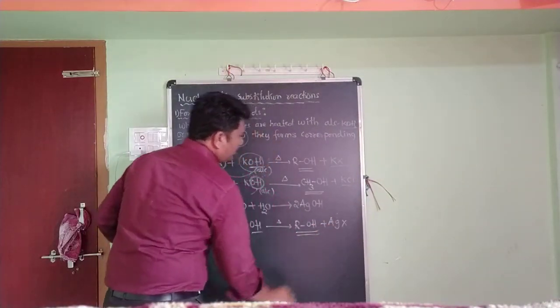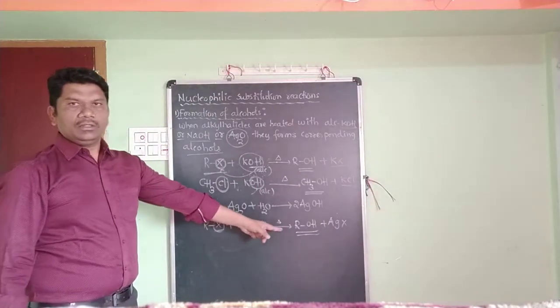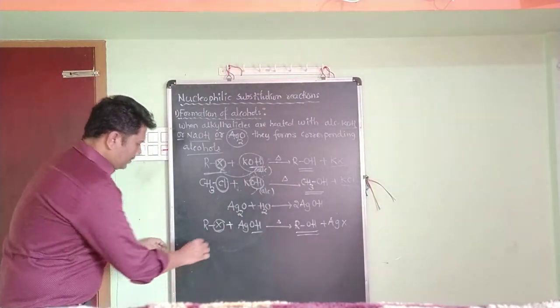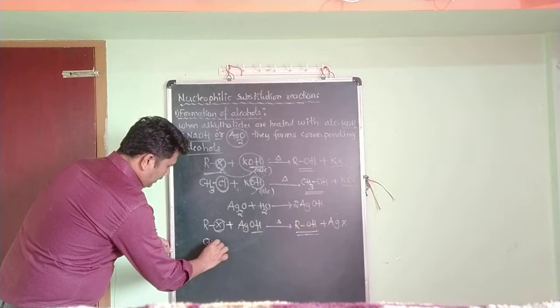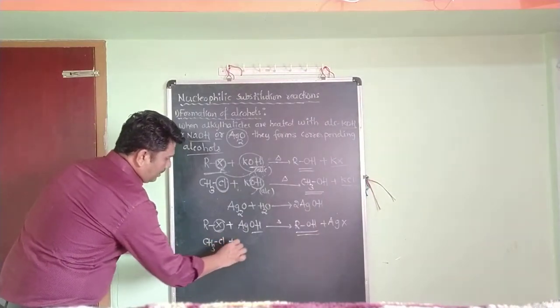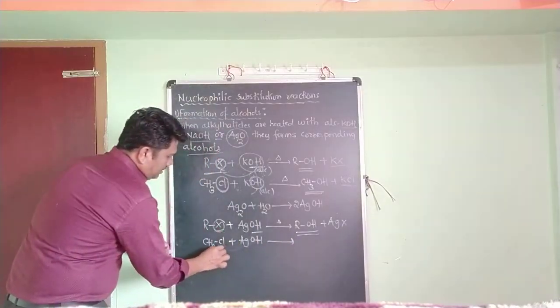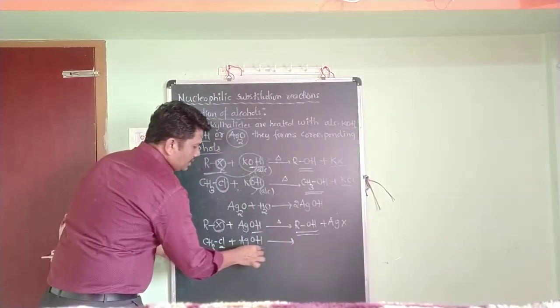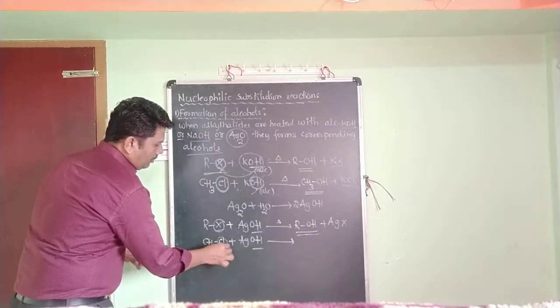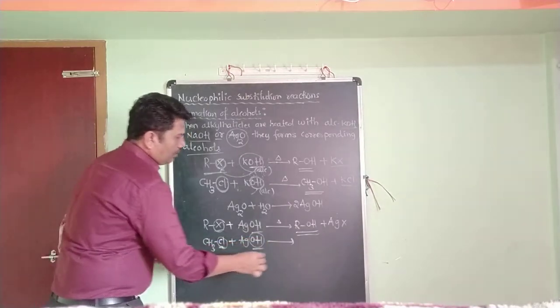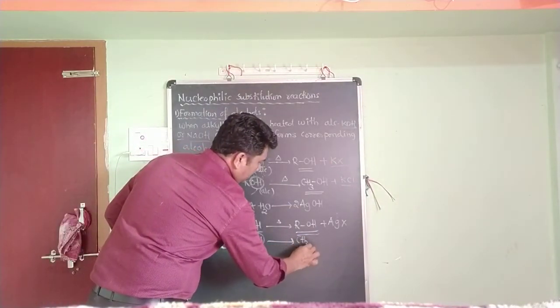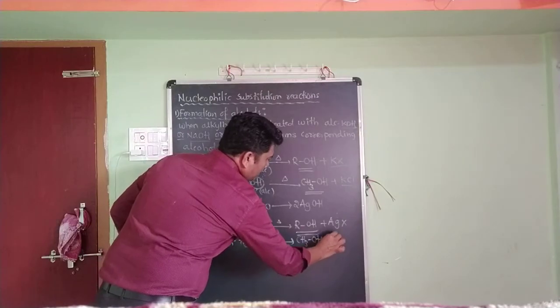So ROH is nothing but your alcohol. You write one example for this one. CH3Cl again, you take methyl chloride plus AgOH. So here Cl is a weak nucleophile, OH is a strong nucleophile. So weak nucleophile is substituted by strong nucleophile. Therefore it becomes CH3OH plus AgCl.